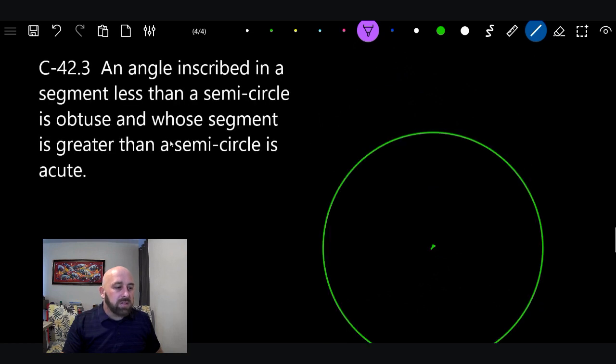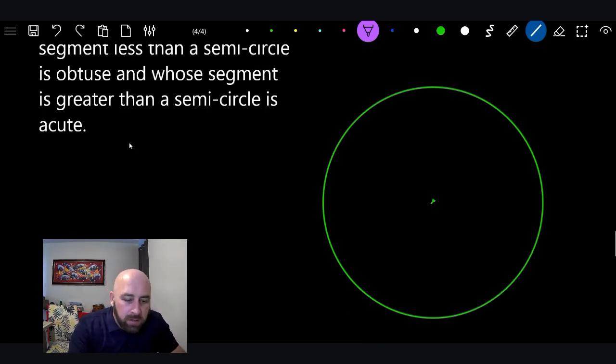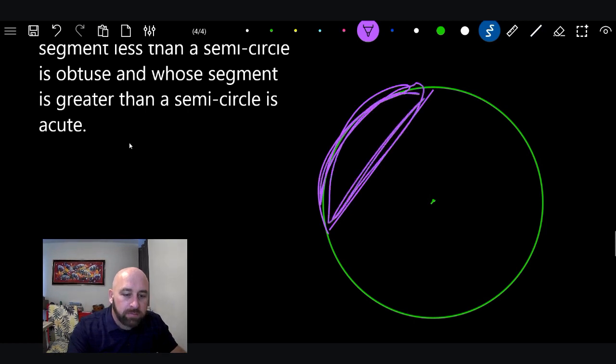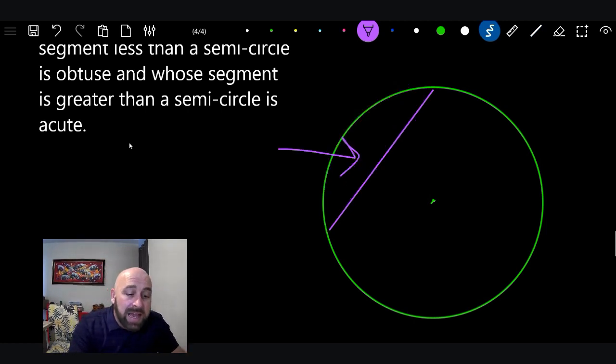All right, and the last one, Corollary 42.3: an angle inscribed in a segment less than a semicircle is obtuse, and one whose segment is greater than a semicircle is acute. Now that's interesting. That kind of seems backwards. So let's put a segment on here that is less than 180. That segment right there is less than 180. I'm talking about this segment right here. If we inscribe the angle inside of that segment, this is what it's talking about.